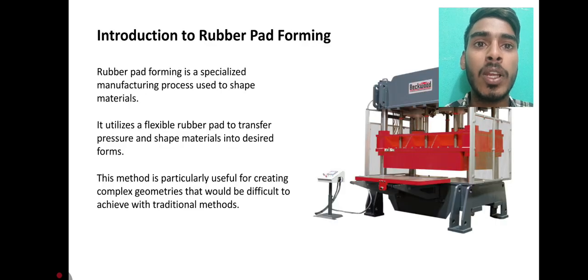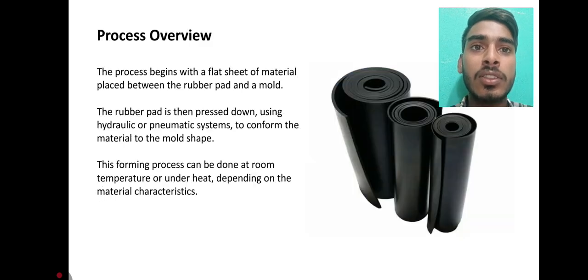Introduction to rubber pad forming. Rubber pad forming is a specialized manufacturing process used to shape materials. It utilizes a flexible rubber pad to transfer pressure and shape materials into desired forms. This method is particularly used for creating complex geometries that would be difficult to achieve with traditional methods.